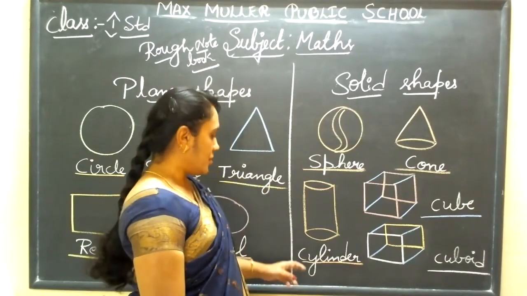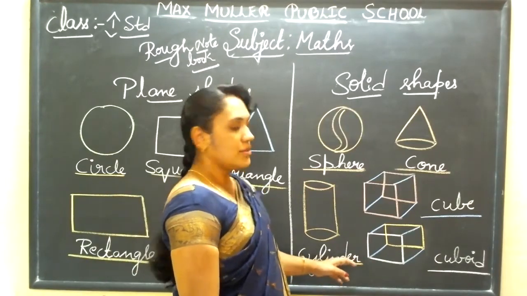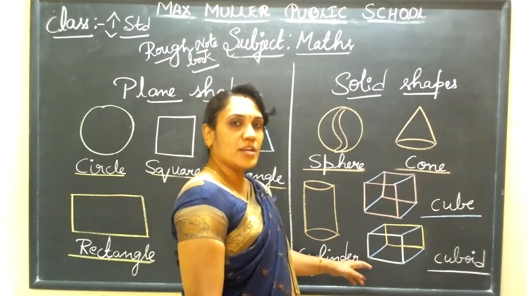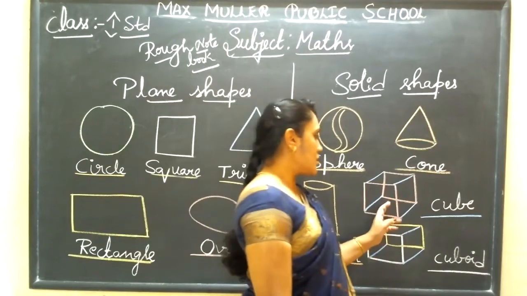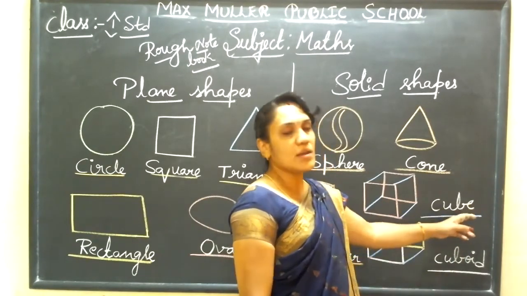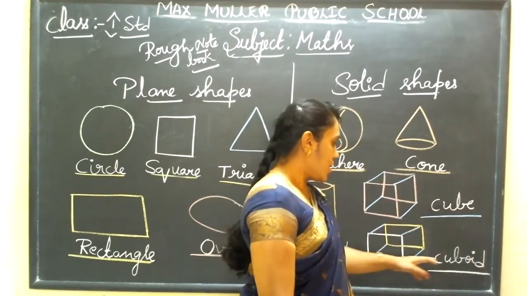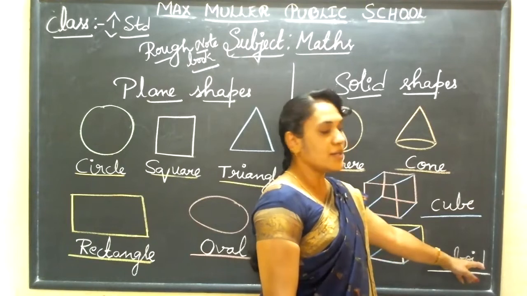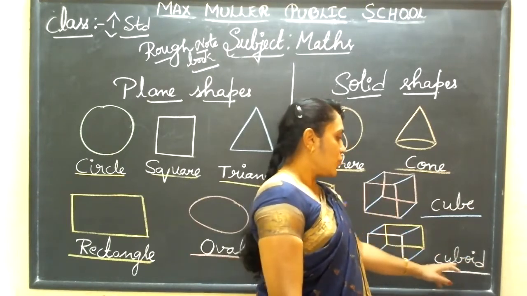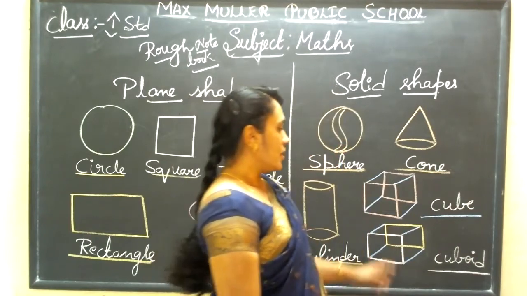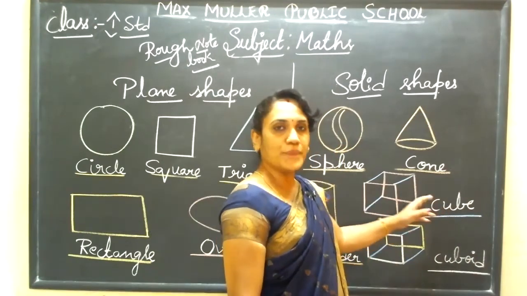Cylinder, cylinder. This is cube. Cube, cube. Cuboid, cuboid. Understand, children? Any doubt? Yes, this is cube, cube.